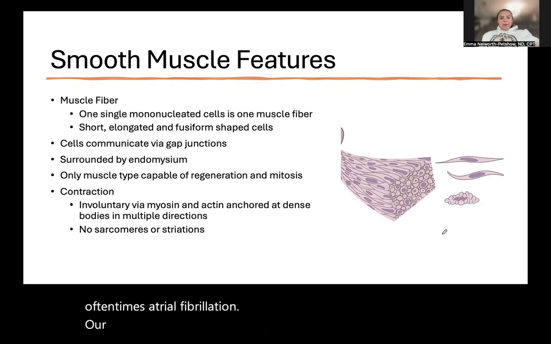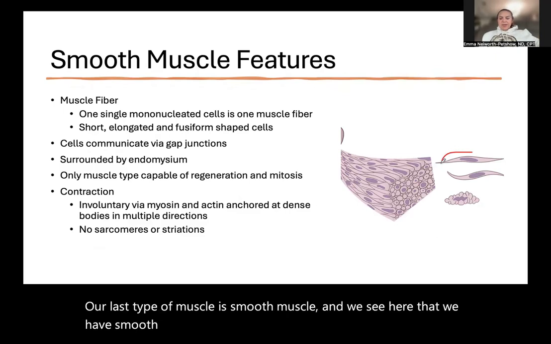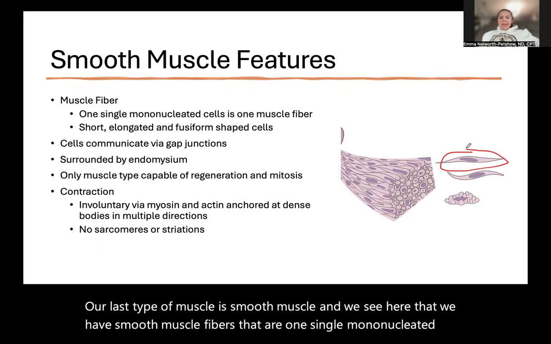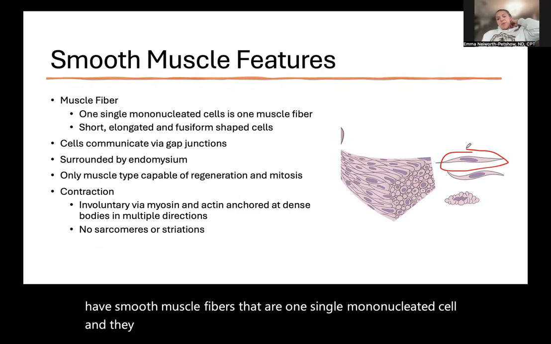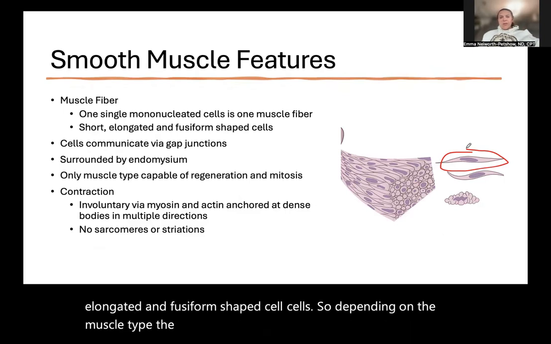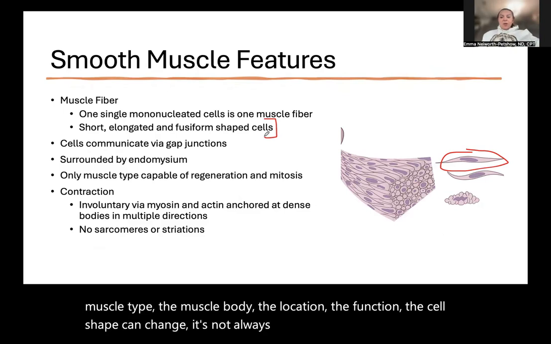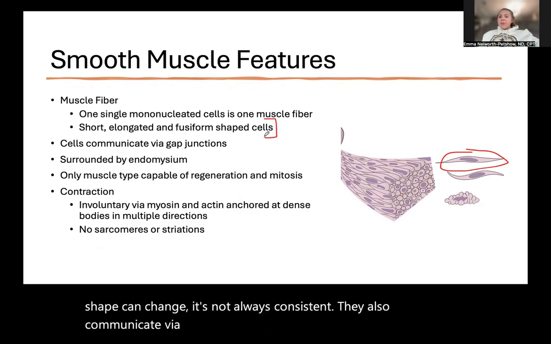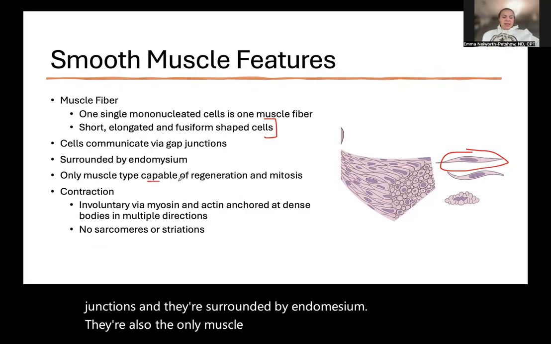Our last type of muscle is smooth muscle, and we see here that we have smooth muscle fibers that are one single mononucleated cell. It's one muscle fiber essentially, and they are shorter, elongated, and fusiform shaped cells. So depending on the muscle type, the muscle body, the location, the function, the cell shape can change. It's not always consistent. They also communicate via gap junctions and they're surrounded by endomysium. They're also the only muscle type that's capable of regeneration and mitosis.